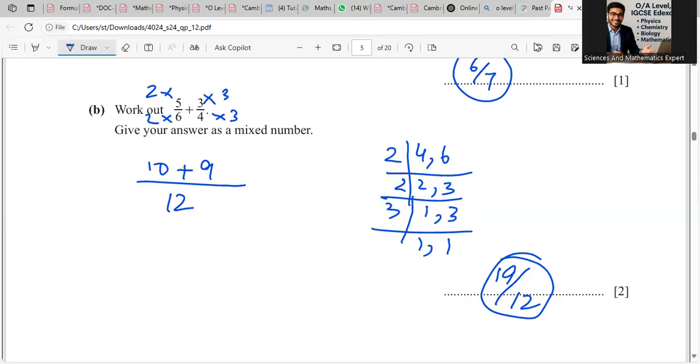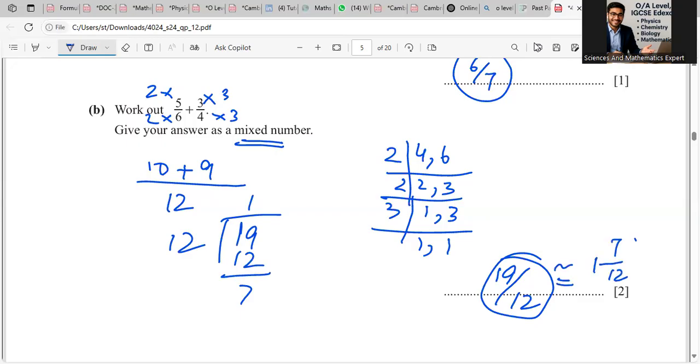If I want to give a mixed number, I will divide 19 by 12. 12 goes 1 time, with remainder 7. So it is exactly 1 and 7 by 12.